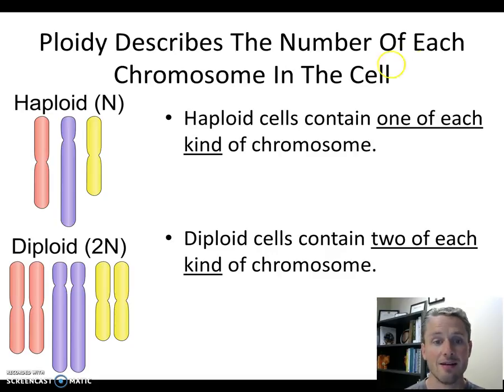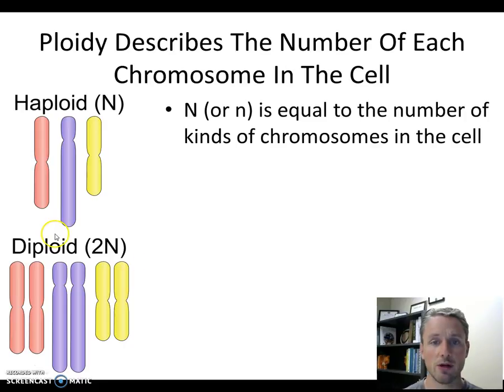So we can see that in this image. Haploid cells, here are three different kinds of chromosomes. We'll talk about telling chromosome kinds apart more later on, but basically we're telling them apart by size and shape and another characteristic. But there's one of each. So haploid cells contain one of each kind. Whereas the diploid cells right below, we have a pair of every kind of chromosome. So haploid, one of each kind. Diploid, two of each kind.